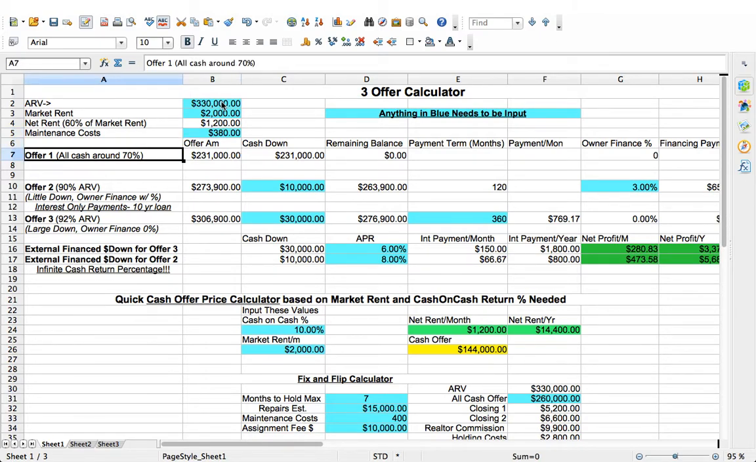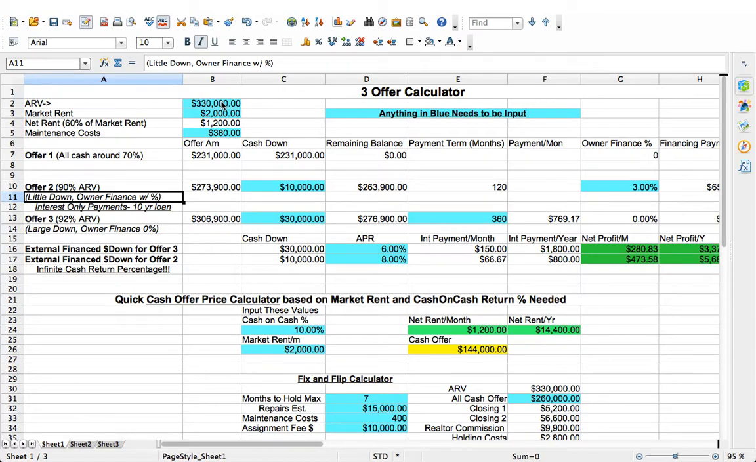There's 3 offers, and I got the idea originally from Matt Terrio from the Epic podcast, and he does 3 offers. The first one being all cash, so that's like a wholesaling price of about 70%. You can do your minus repairs. The second one would be a 90% ARV, or however much you want to put there, but it would be closer to what the seller wants. I put in here little down.